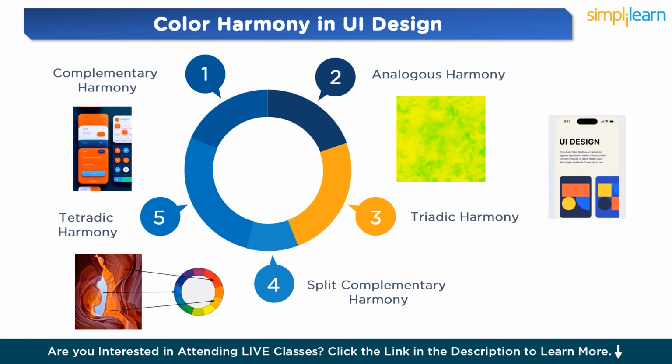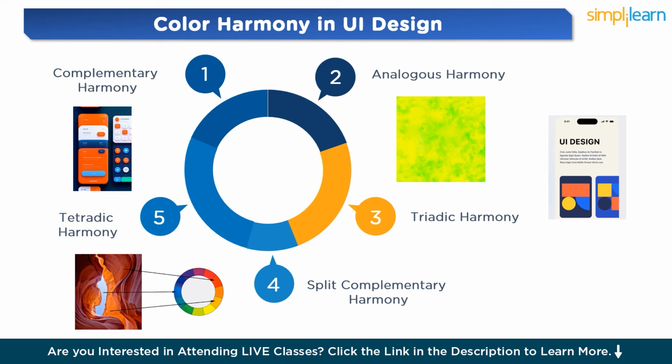Complementary harmony. Complementary colors are located opposite each other on the color wheel, creating strong visual contrast. Example, a UI using blue and orange accents. These colors enhance each other when used together, creating a vibrant and dynamic look.